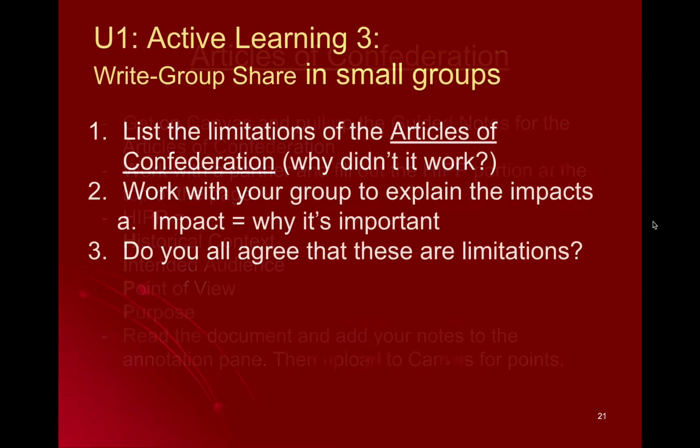So for active learning number 3, you're supposed to work with your small group to look through your Articles of Confederation notes and figure out the limitations of this document. Why didn't it work out? What was going on that we couldn't just alter it or add to it? Why did we have to completely scrap it and then start over with a brand new constitutional convention? Once you've done that, you're supposed to work with your group to explain the impacts of the list that you created.